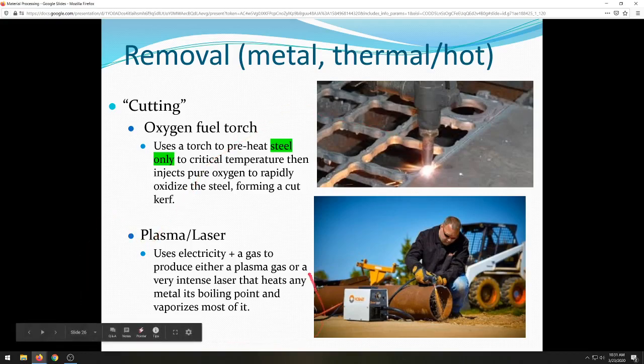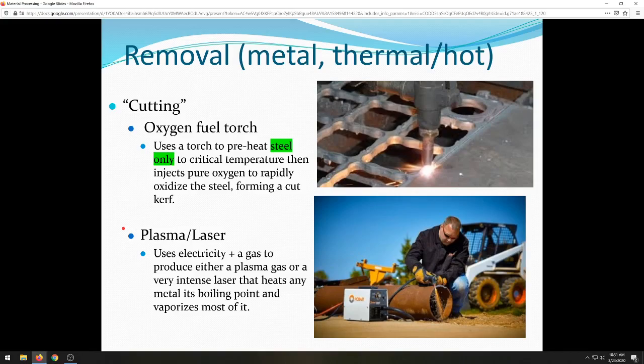But becoming more and more common in industry, replacing torches because you can use them on any metal, are plasma cutters and laser cutters. Lasers are even more accurate than a plasma cutter. A plasma cutter is a little bit more accurate than a torch.